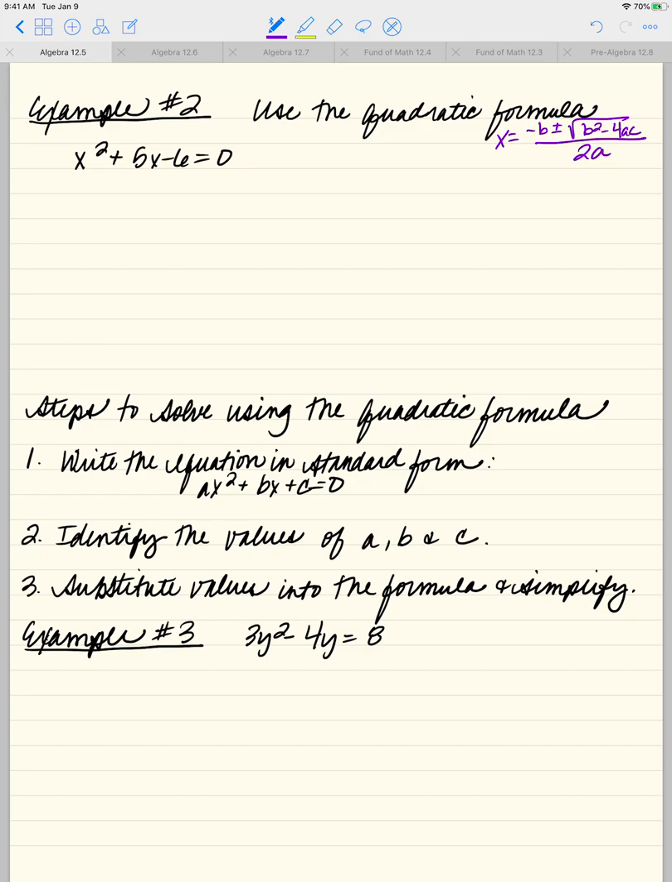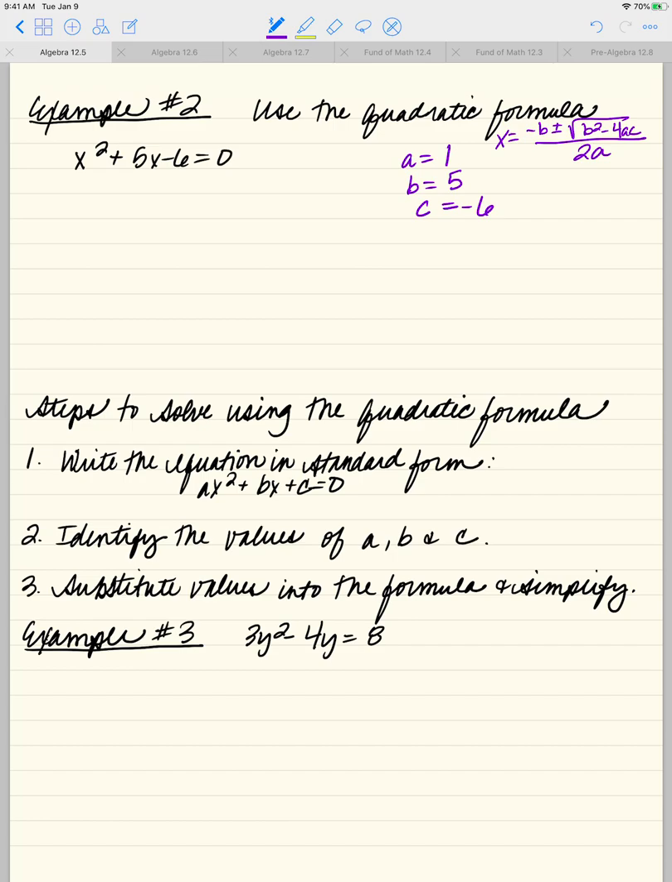All right. Now let's identify what is a. Okay, so a is equal to 1. Okay, b is equal to 5, and c is equal to negative 6. Now I can just plug or substitute those values in to my quadratic equation.